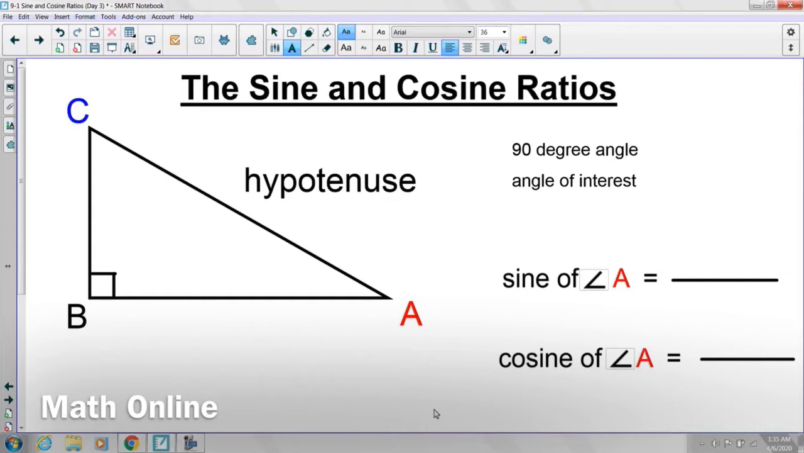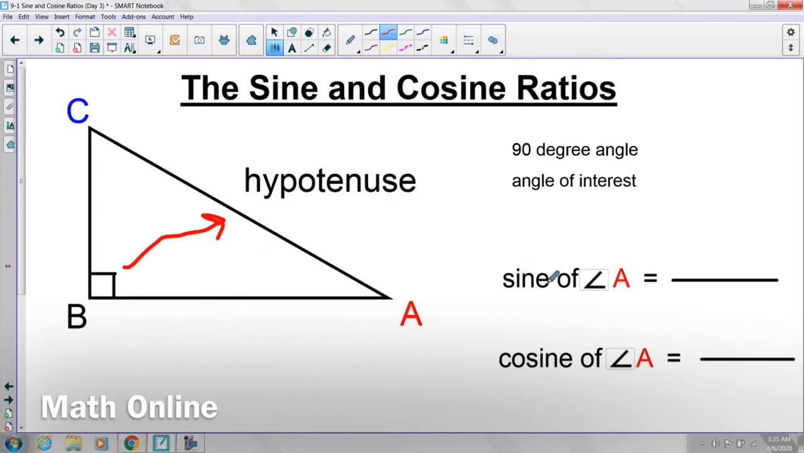All right, here's the thing. First of all, we look for the box. Oh, where's the box? There it is. That's the 90-degree angle. So therefore, we know that across the 90-degree angle, we will always find the hypotenuse, right? We talked about that previously, on the previous video.